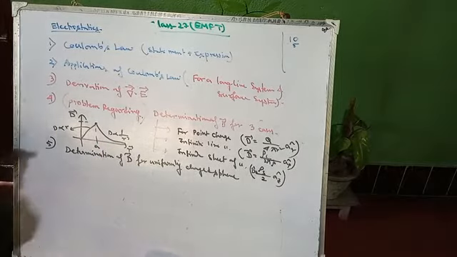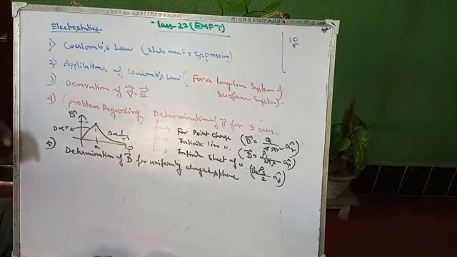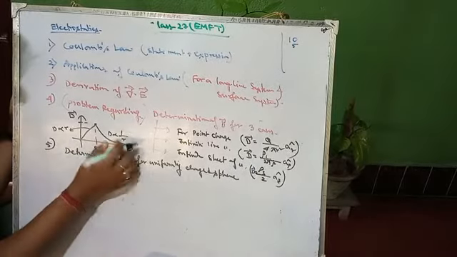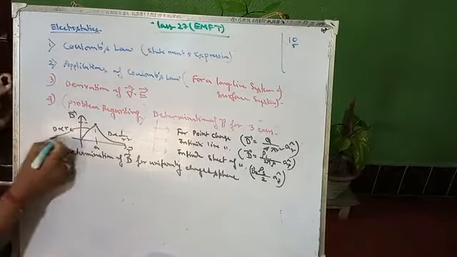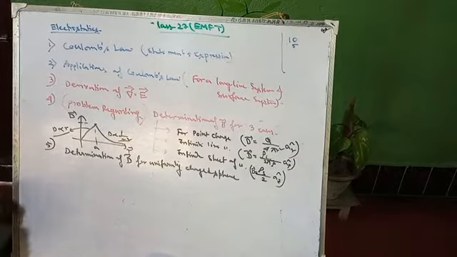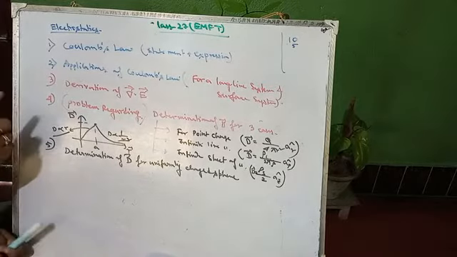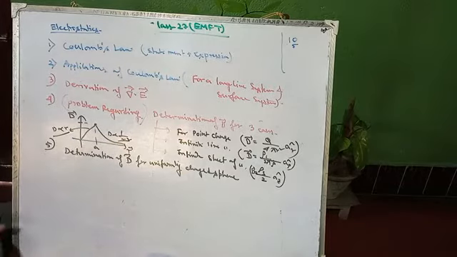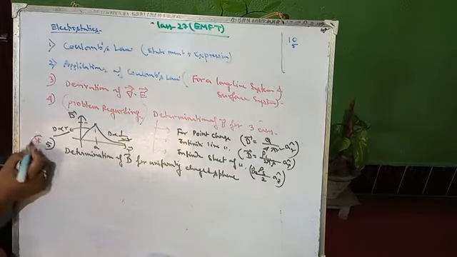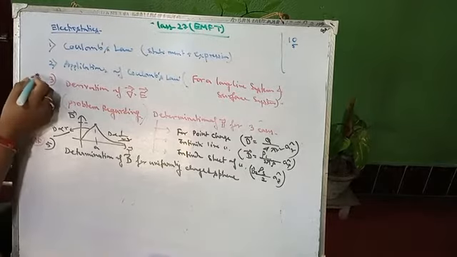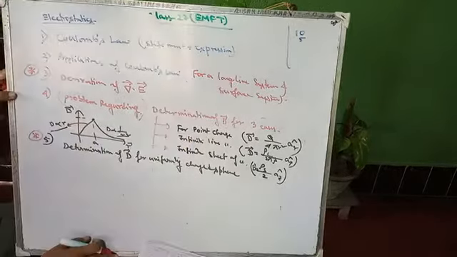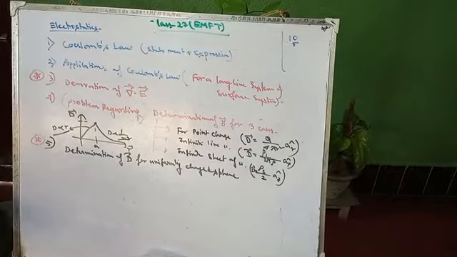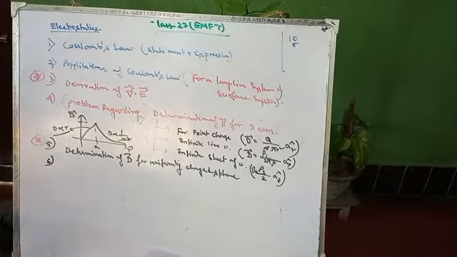Or 1 by R square, it was R square. So this type of thing. Please learn and practice this one. So this is VBI. This is also VBI, these two are also VBI. So topic number 6.